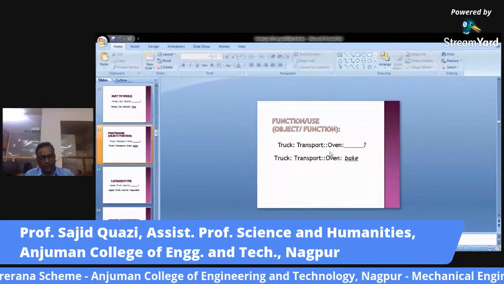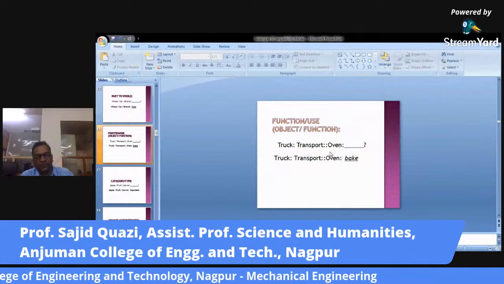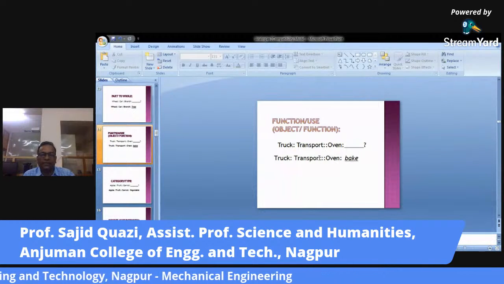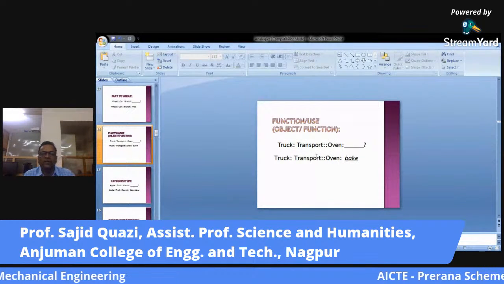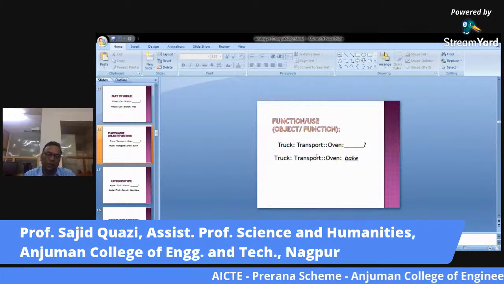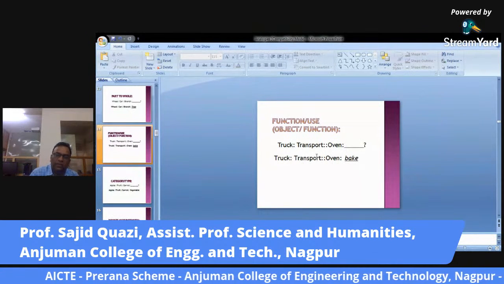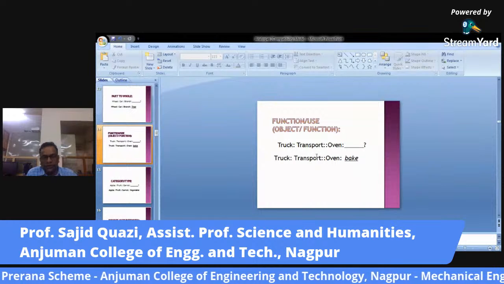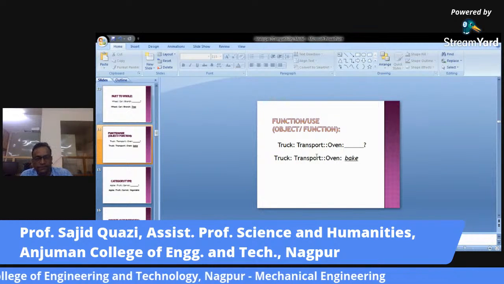Function, use, object and function. See example number one in this particular category. Truck equal to transport. Truck is the particular vehicle which is related to transport. Oven, we know the oven, the purpose of oven is to bake. So you can find the object and function relationship also.